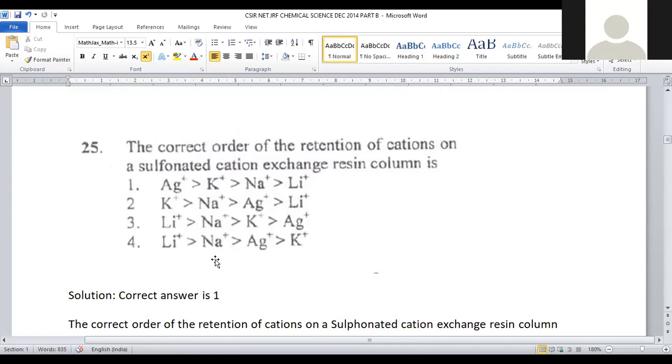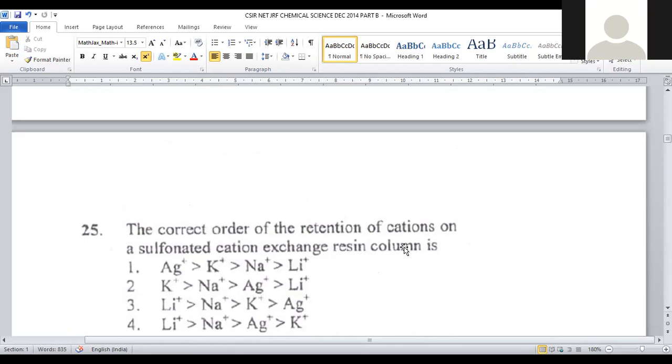So here you can clearly find that the smaller the size, the greater the affinity with the resin molecule, it will not come out faster. The greater the size, being it has a lesser tendency to bind, it flows easily. That's the reason why silver has the greater retention factor, and next is potassium followed by sodium, and lithium will be the least. Being a smaller one, it is strongly bound to the resin and will not come out easily. So this is the reason.